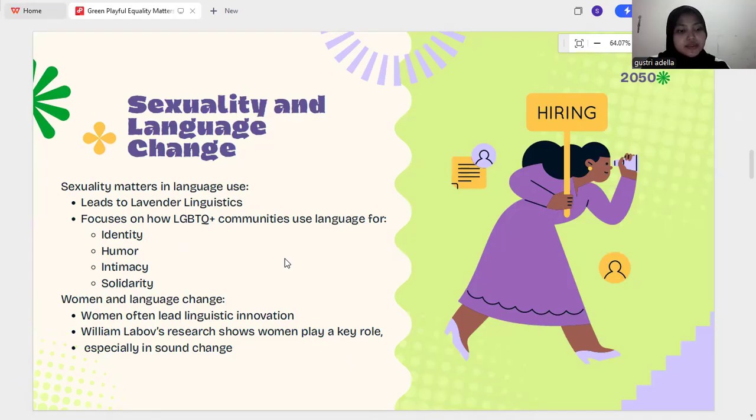So sexuality also plays an important role in language use. This led to the study of lavender linguistics, which focuses on how LGBTQ plus communities use language to express identity, humor, intimacy, and solidarity. And then, research by William Labov also shows that women often lead language change, especially in phonological or sound change.